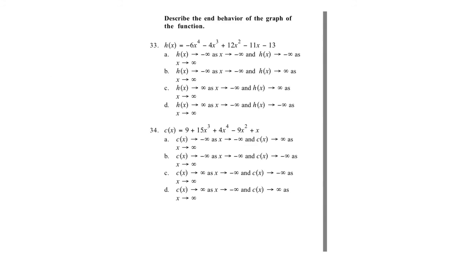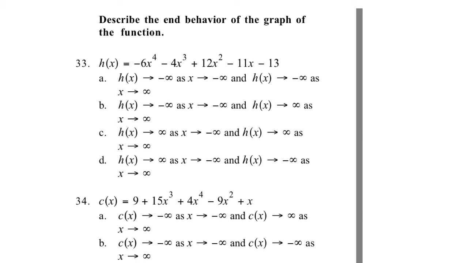Okay, last two problems, looking at the end behavior of the graph of the function. It's really important on the test that you look for the highest exponent. They may not be in order for you. So as I go through number 33, this is in order. So my highest exponent is the 4. That means we are even, which means they're going to be the same. And we are negative, which means they both are down. Down, down.